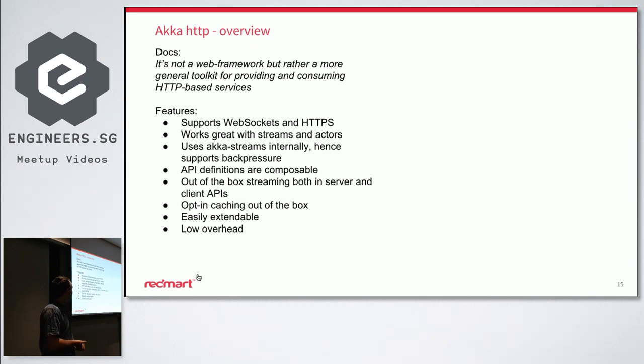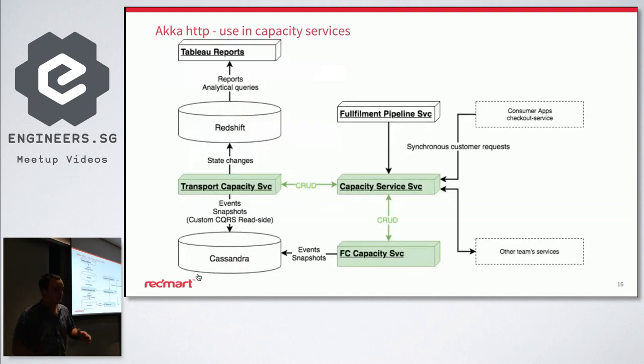It supports WebSocket and HTTPS, even though HTTPS support was added pretty recently, so we're not using it. I'm not sure how well it works. It works great with streams and actors, and is actually implemented using streams in the background. Definitions are composable, so functional mongers will like it. Maybe not as much as http4s, but comparable. Opt-in caching, easily extendable, low overhead. By low overhead, I mean that when we were doing load tests and performance investigations, we haven't observed Akka HTTP adding more than about a millisecond compared to what business logic took. Business logic and maybe serialization.